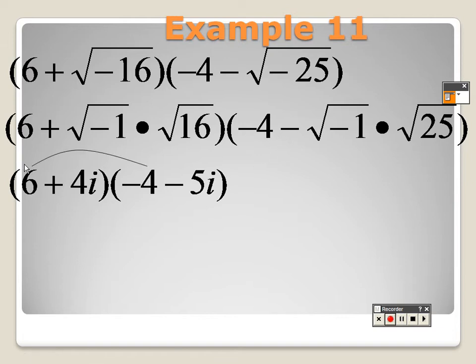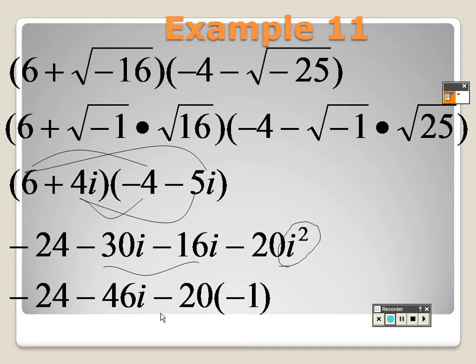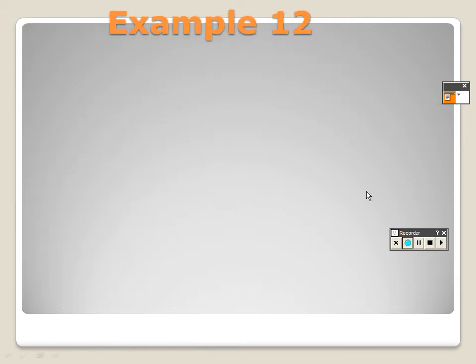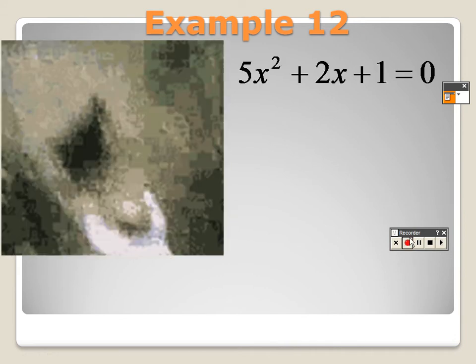So this foiling, 6 times negative 4 is negative 24. 6 times negative 5i is negative 30i. 4i times negative 4 is negative 16i. 4i times negative 5i is negative 20i squared. Negative 30 and negative 16 is negative 46i, and i squared is a negative 1. So negative 1 times negative 20, it's a positive 20. And 20 and negative 24, it's a negative 4. So negative 4 minus 46i. That doesn't compute.